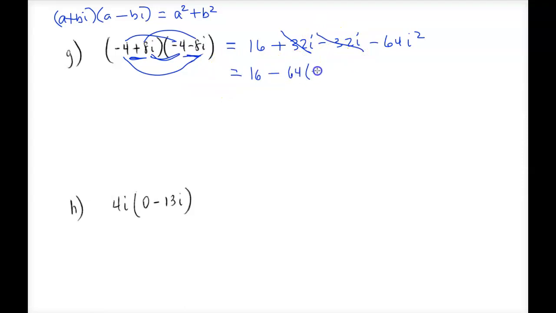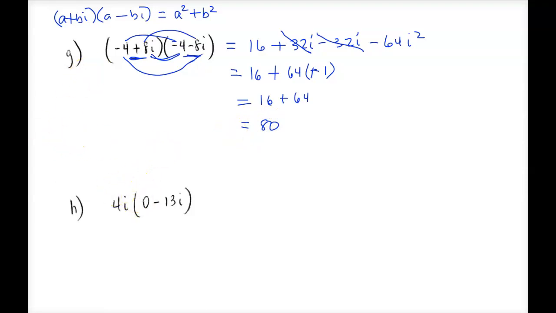And we see that i squared ends up being negative 1. And of course, a negative times a negative ends up being a positive here. And so we just end up having 16 plus 64 here, and that ends up being 80 at the end of the day.